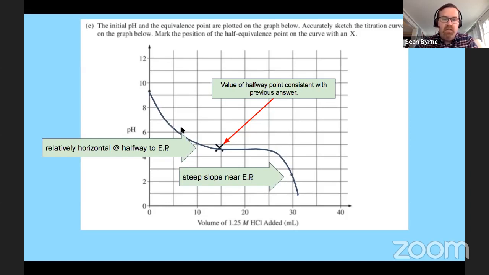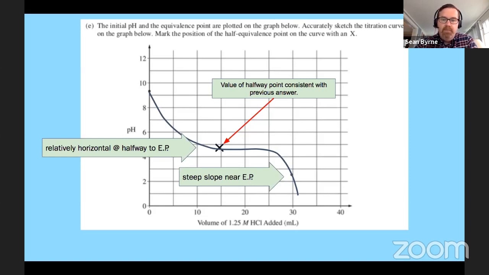Okay, so 3 points or 3 aspects of this graph that the scoring guidelines were looking for: a value that was halfway, that's consistent with what you had in your answer before, that you have a flat curve right here, and that you have a steeper slope near the equivalence point.